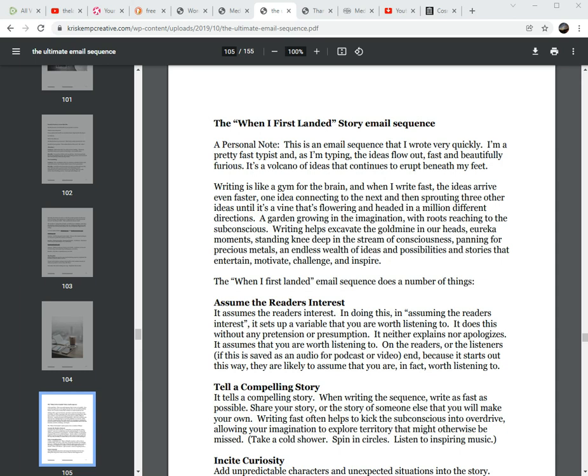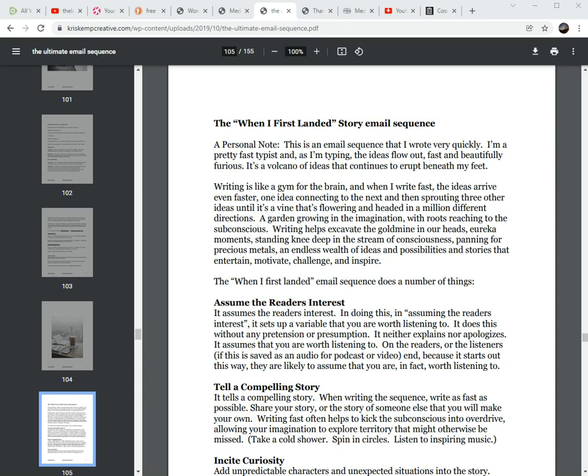So a personal note, this is an email sequence that I wrote very quickly. I'm a pretty fast typist. As I'm typing, the ideas flow out fast and sometimes beautifully furious. It's pretty much a volcano of ideas that continues to erupt beneath my feet. I feel like writing is like a gym for the brain, and when I write fast, the ideas arrive even faster. One idea connecting to the next and then sprouting 3 other ideas until it's a vine that's flowering and headed in a million different directions. A garden growing in the imagination with roots reaching to the subconscious.